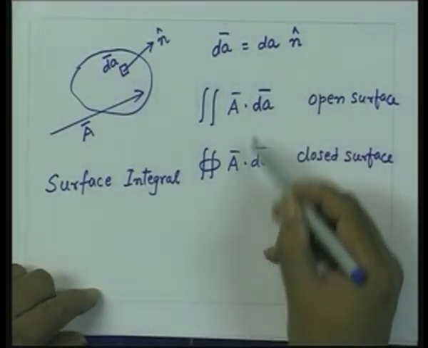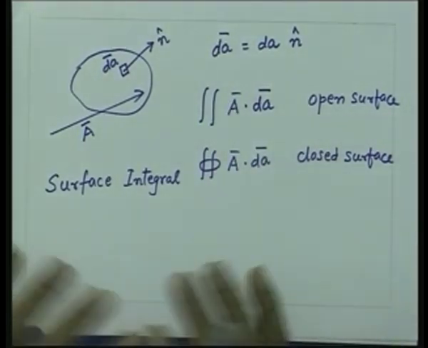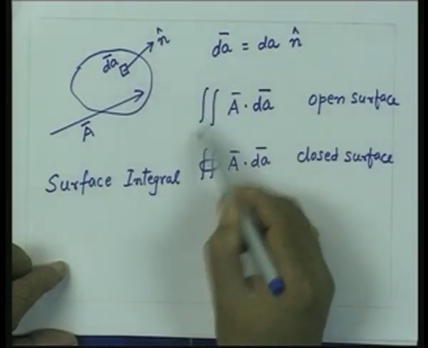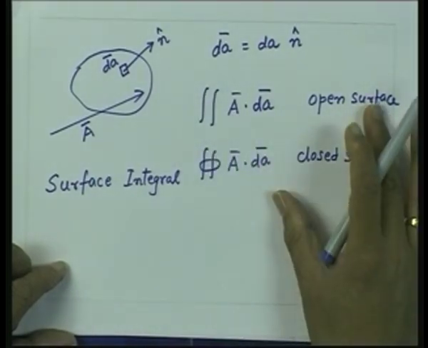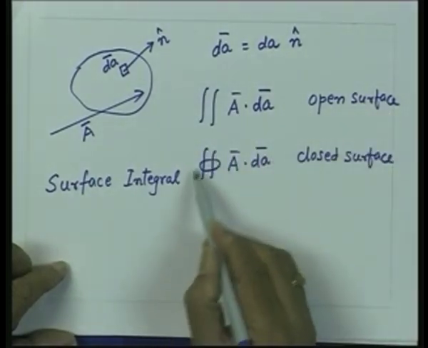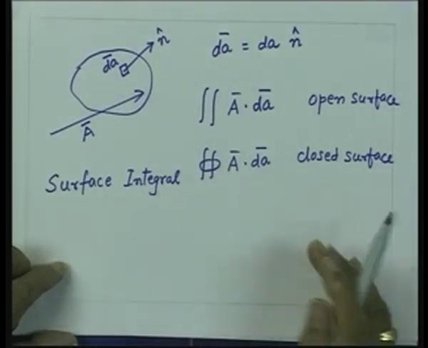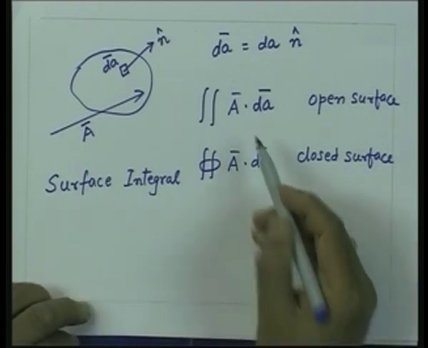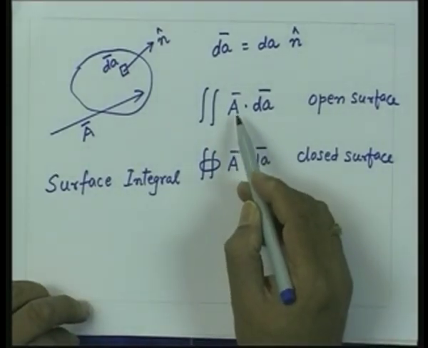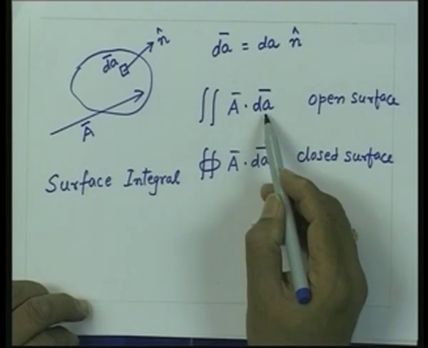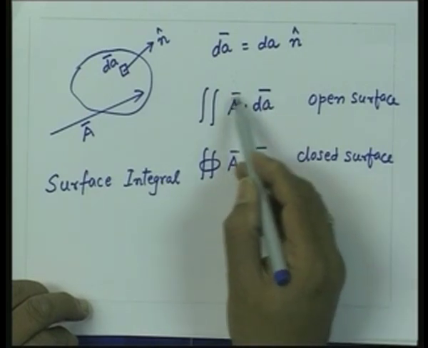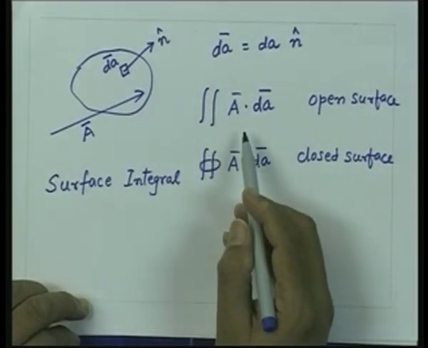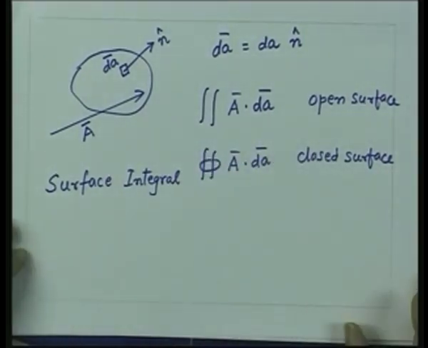So, the integration now is a double integration because we are talking about a surface, and if you write the integration like this, then it represents the open surface. If you write a loop around the integration, then that represents the integration around the closed surface. Again, you can note here we are taking a dot product of the vector A and the area at that location. So, this quantity is a scalar quantity, and this integration is going to be a scalar quantity.